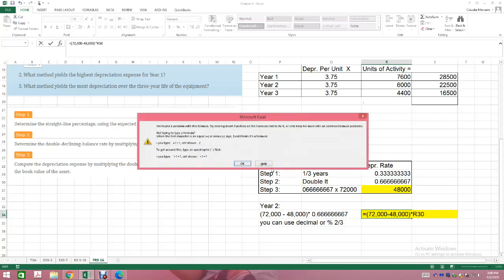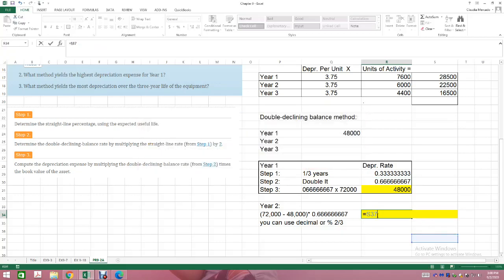I don't know why I'm getting so many issues with my Excel. Let me try it again. Well, I've been having issues with my computer in general, but let's see.